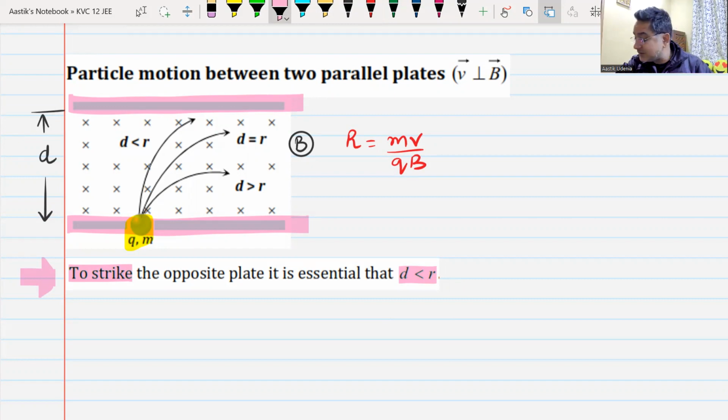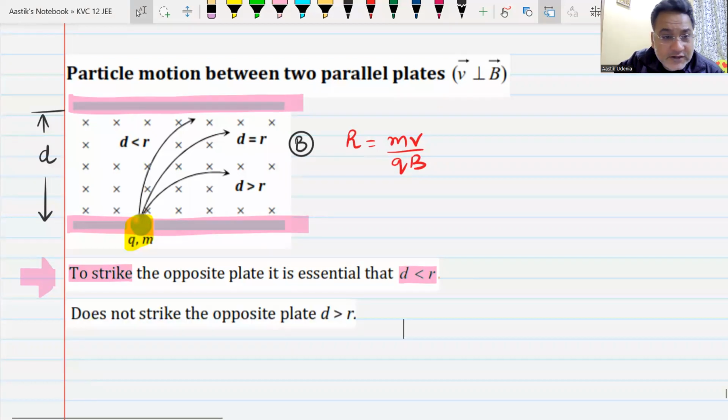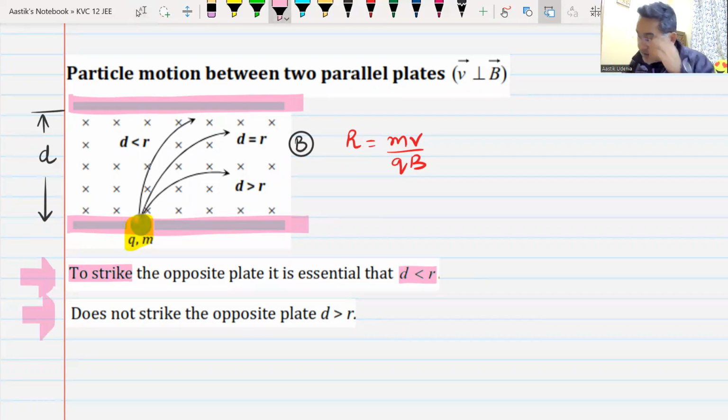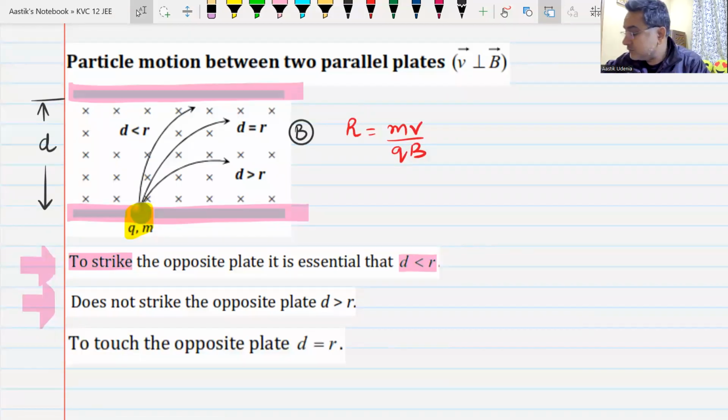Do we understand this? So to not strike the plate, the condition would be d should be greater than r. Between these two conditions comes the third condition, to just touch the plate. So what will be the condition to just touch the plate? To just touch the plate, D will be equal to R. Do we understand this?